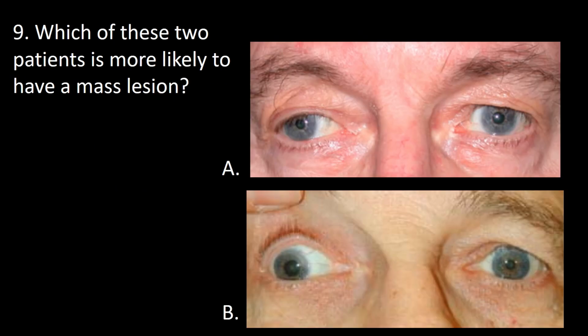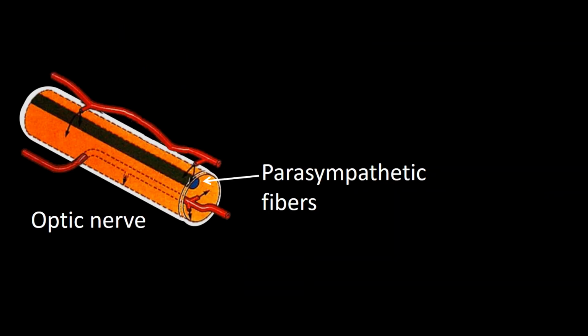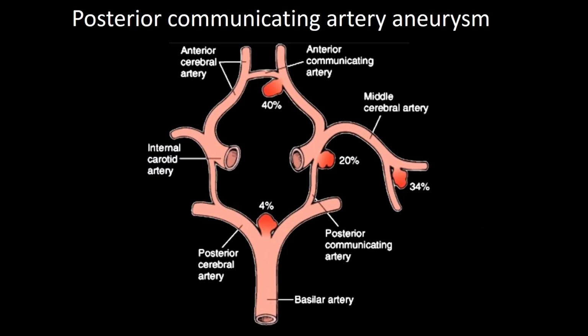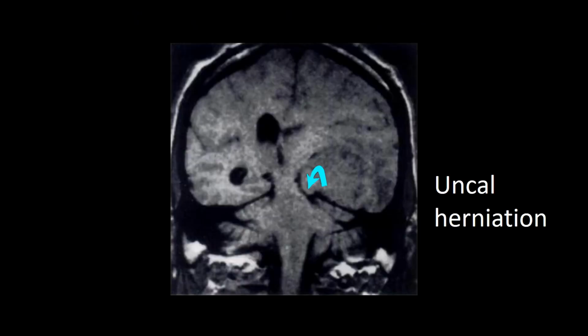Next question, which of these 2 patients is more likely to have a mass lesion, A or B? This drawing represents a normal segment of the optic nerve with normal irrigation. A compressive lesion is likely to damage peripherally located parasympathetic fibers. Thus, in addition to extraocular muscle paresis, the patient will have a dilated pupil. This occurs in patients with aneurysm of the posterior communicating artery, and patients usually present with sudden onset of headaches. But it can also occur with uncal herniation, as we have previously explained.